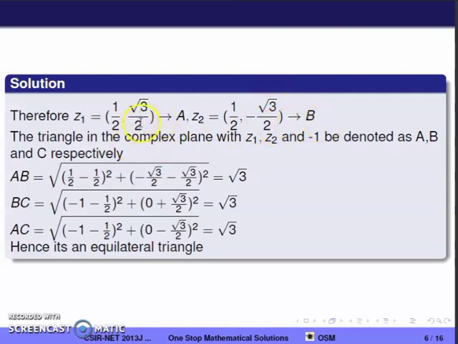Here y1 can be negative. When y1 is negative, y2 will be positive. I am taking here y1 as positive, y2 as negative. You can take any number. Now we have to check the triangle formed by z1, z2, minus 1 as vertices.